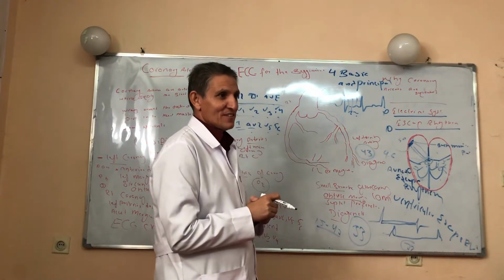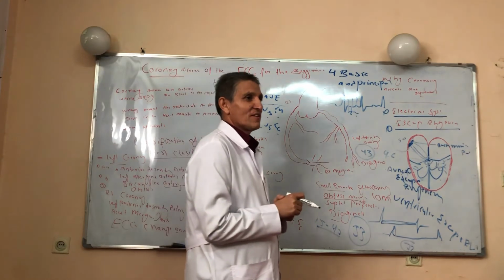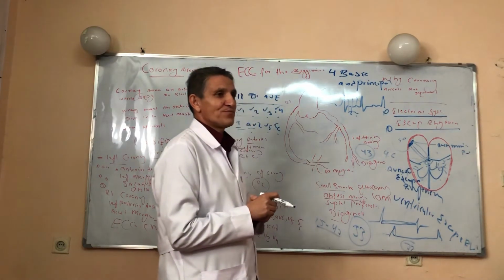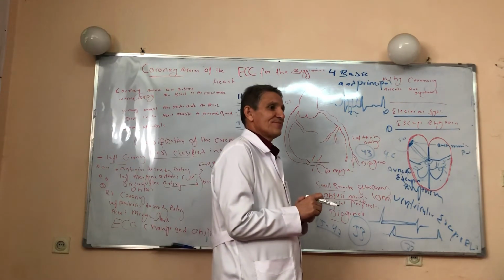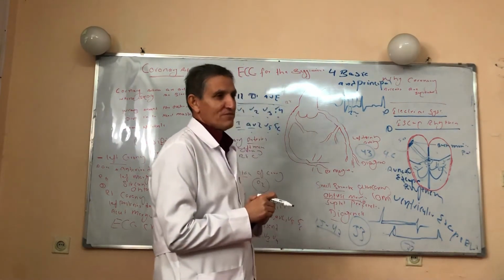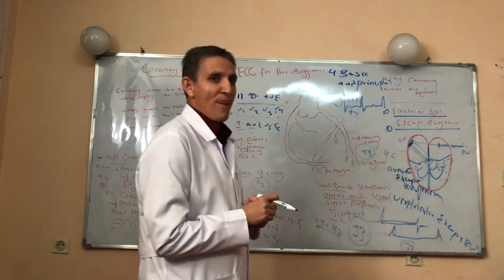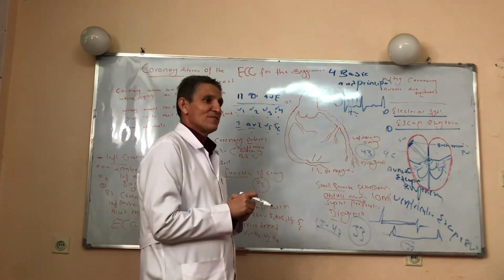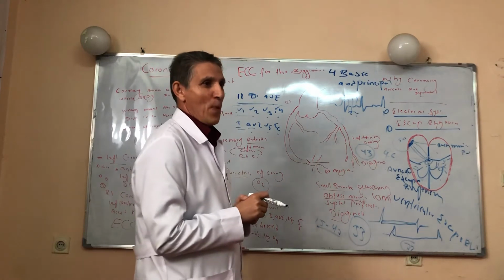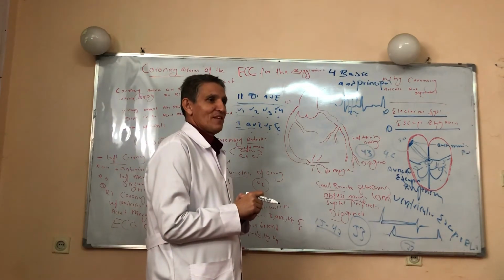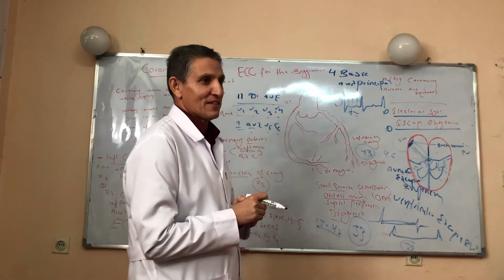The firing frequency of the AV node is 40 to 60, but the average is 43. The ECG pattern of AV node activation is the absence of P wave, and the QRS complex is a little bit narrow. When we calculate the ventricular rate between two QRS complexes, the rate will be approximately 43 beats per minute.